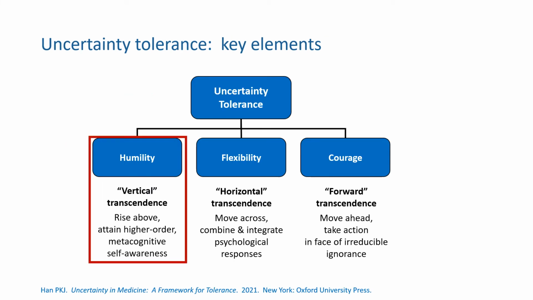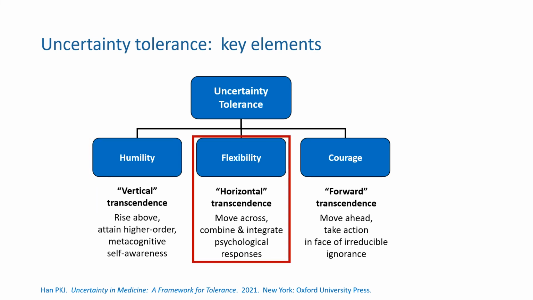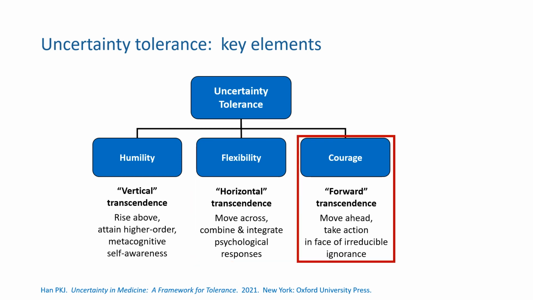Humility enables individuals to transcend their uncertainty in a metaphorically vertical direction, to rise above their uncertainty so that they can regulate it in the first place. Flexibility allows individuals to transcend their uncertainty in a metaphorically horizontal direction, to move across their own varying negative and positive primary and secondary responses to uncertainty, and to arrive at an adaptive combination of different responses.